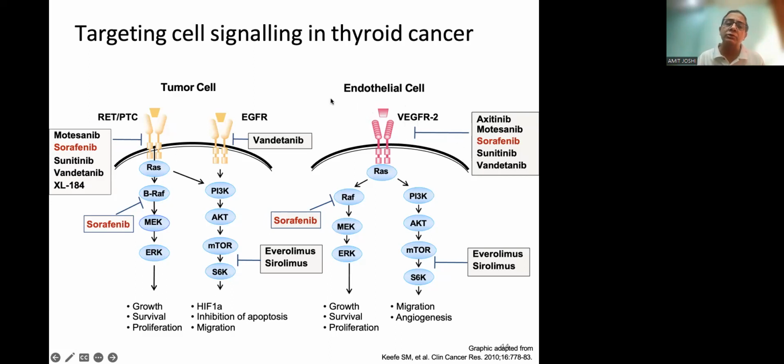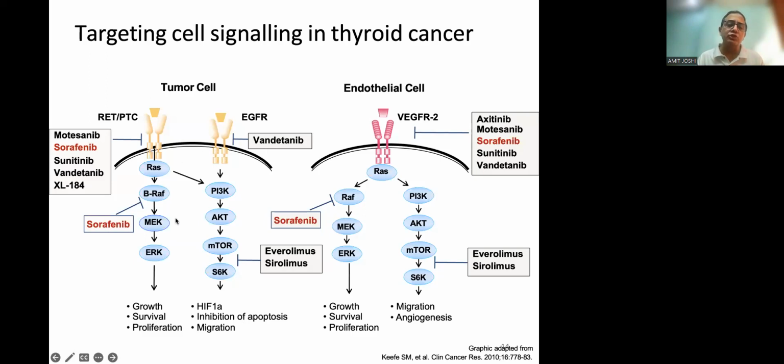The best example for a VEGFR overexpressing tumor is renal cell carcinoma, some colorectal cancer, and definitely thyroid cancer, the differentiated thyroid cancer, where there is this overexpression. So with this better understanding, various drugs come into the picture, and the first drug used to target this pathway was sorafenib, and then lenvatinib, axitinib, and everolimus. We will discuss how these therapies have been integrated into the management.